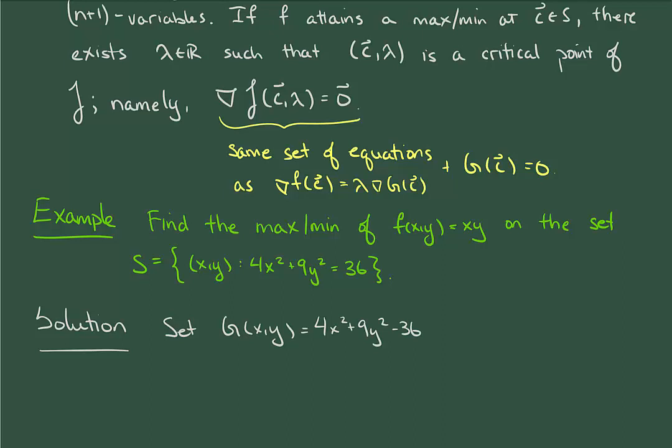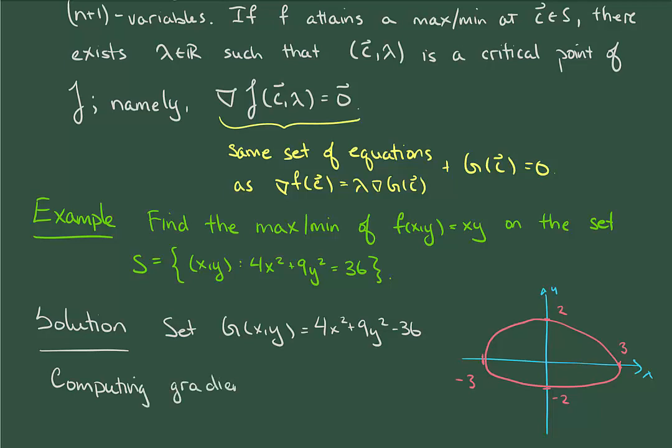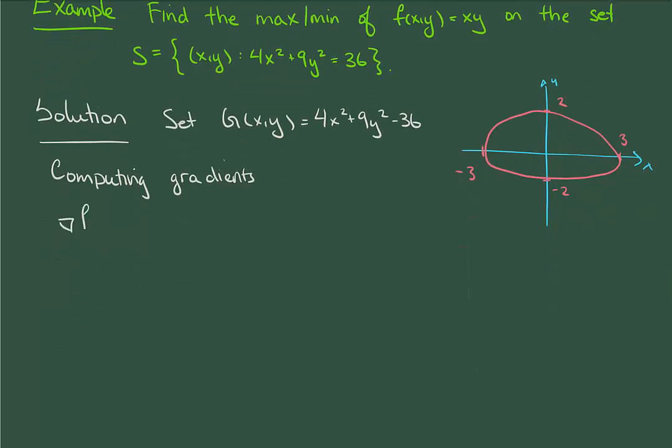And let me draw this thing for you. It's going to end up being an ellipse whose semi-major axis has radius 3, and semi-minor axis has radius 2. And we're trying to find the max and min on the orange set. Okay, so let's compute the gradients of these things. And again, they're all just polynomials, so it's not too much work.